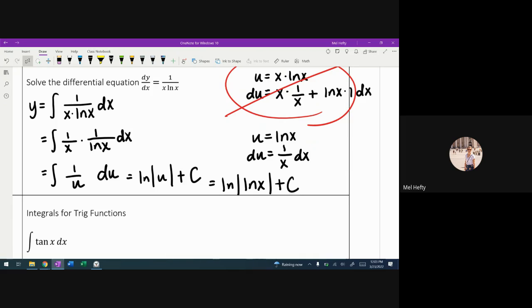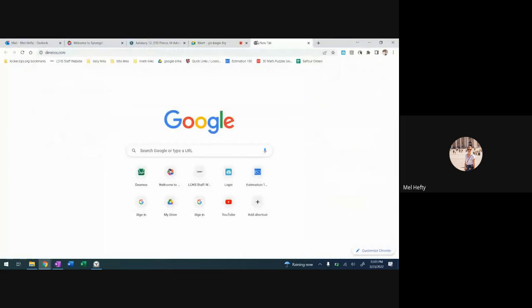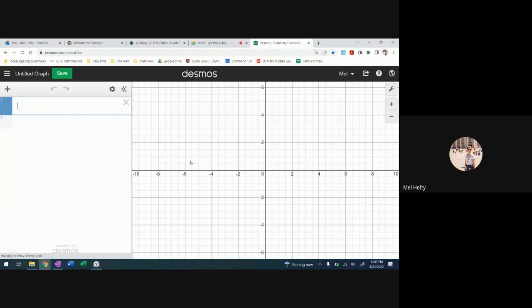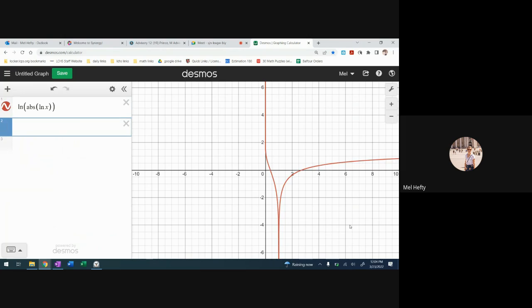Let's find out. It's probably going to grow very, very slowly. Natural log of x is a pretty slow growing function, even though it does grow to infinity. All right, natural log, absolute value, natural log of x. Whoa. Does anyone know why there's a vertical asymptote at x equals 1? Zero. Yeah, because natural log of 1 is 0 and natural log of 0 is undefined. So it's like plugging that asymptote into another natural log.